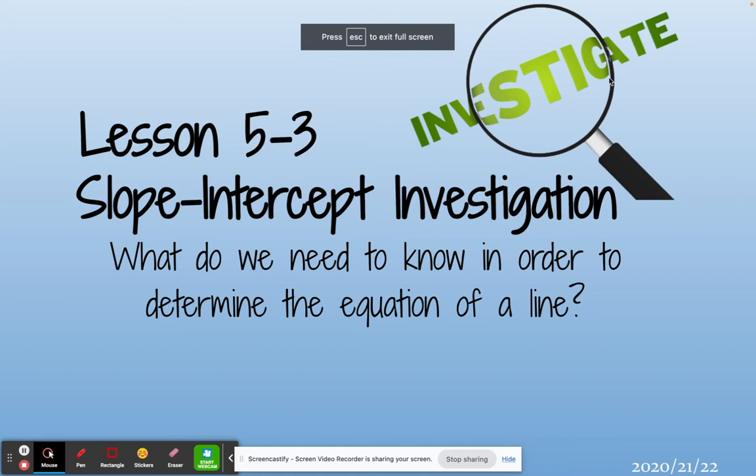Hi everyone, today we're going to do a little investigation into slope-intercept form. We're going to figure out what we need to do in order to determine the equation of a line.